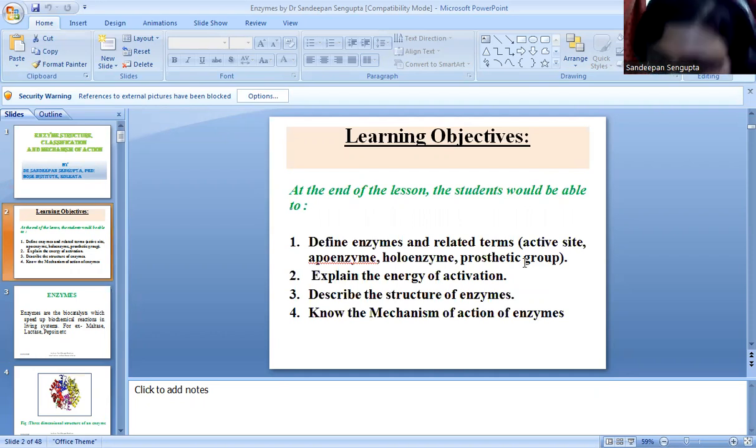We'll come across the definition of enzymes, what we mean by enzymes. I'll make you acquainted with some terminologies related to the structure and activity of enzymes, like coenzyme, apoenzyme, conjugated or holoenzyme, prosthetic group, then activation energy, and likewise. We'll gather a general view about the structure of an enzyme. Then we'll study how enzymes work and serve as biocatalysts in living cells. So let's start.